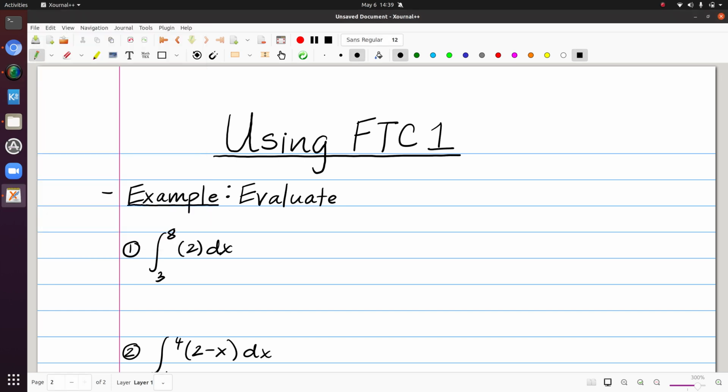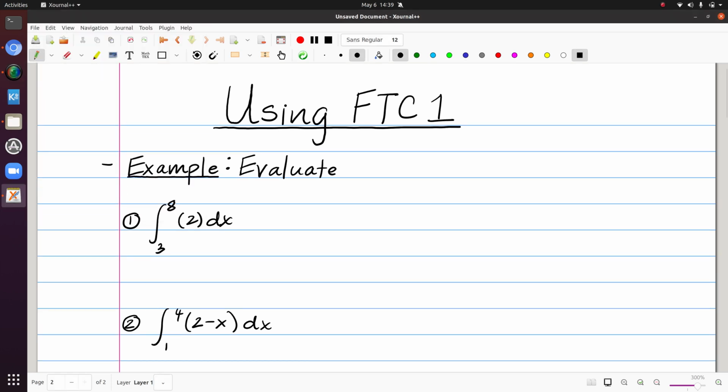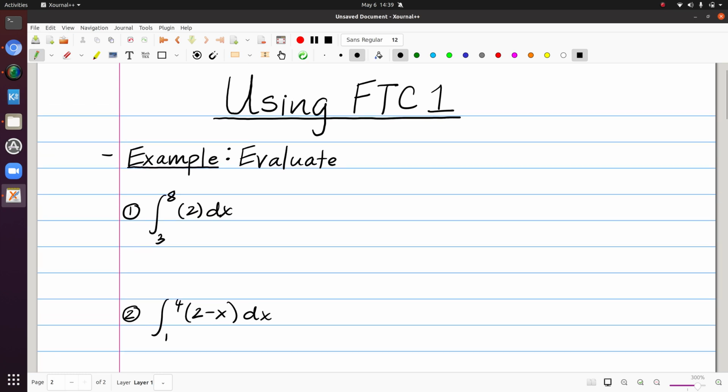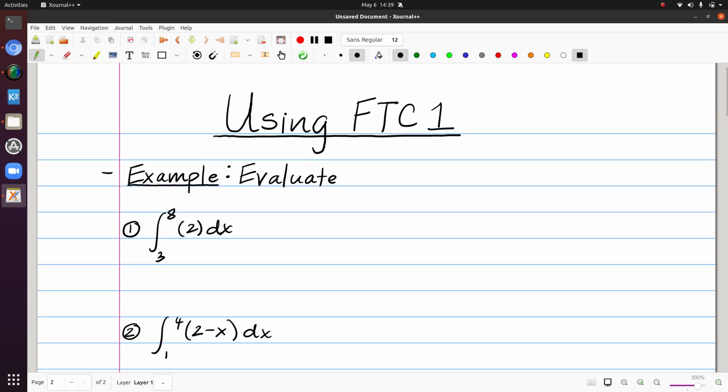Now that we've seen the proof of the first part of the fundamental theorem of calculus, let's see how we can use it to evaluate definite integrals. So for this first one here, we want to evaluate the integral from 3 to 8 of 2. We've already seen the geometric interpretation of that as the area of a rectangle. We could go through and use the definition, but since we're told that we just need to evaluate it, let's see how we could use the fundamental theorem of calculus.